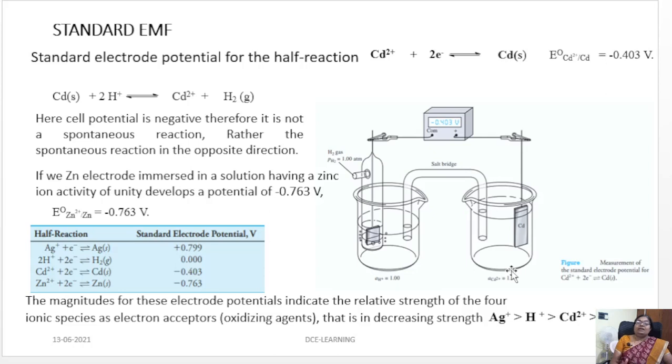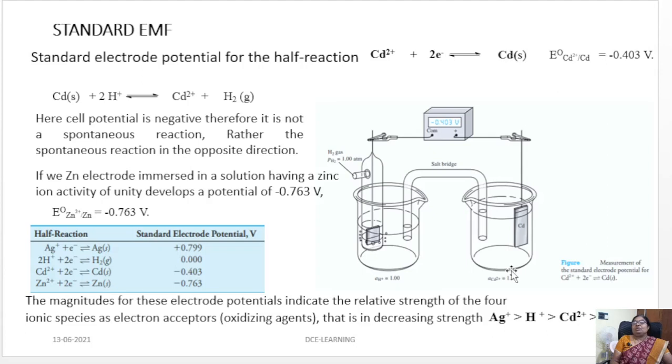Here it is opposite because the reduction potential of cadmium is less than the reduction potential of hydrogen. Instead, cadmium undergoes oxidation. So in that case, electrons flow from cadmium to hydrogen, not from hydrogen to cadmium. Therefore the EMF of that cell shows a negative value.